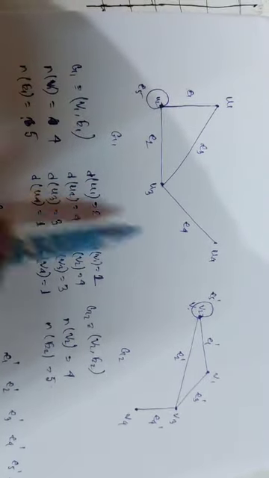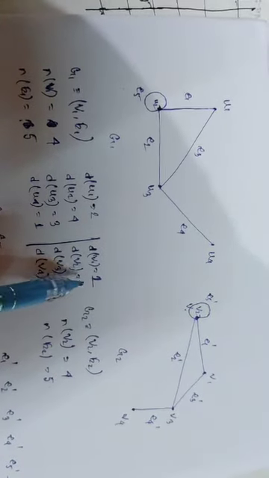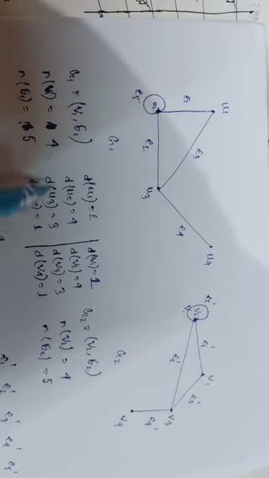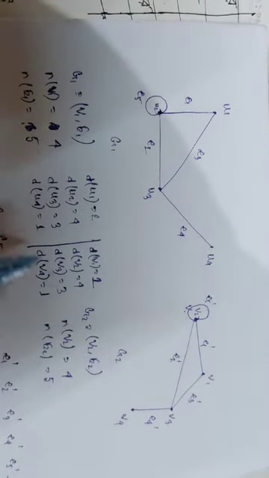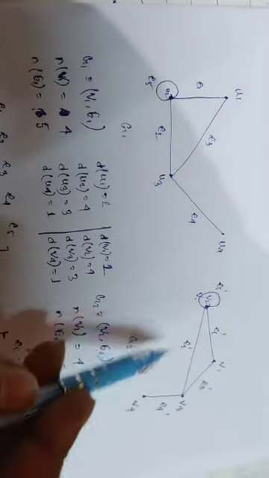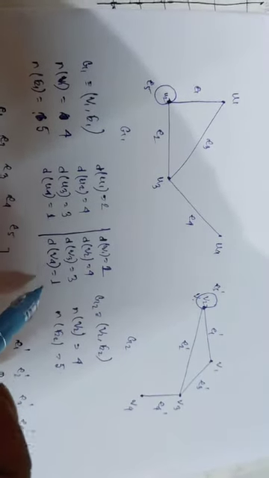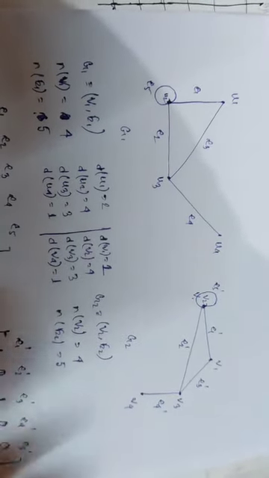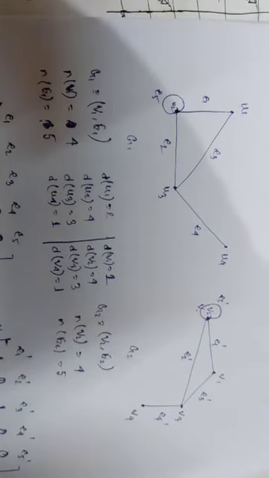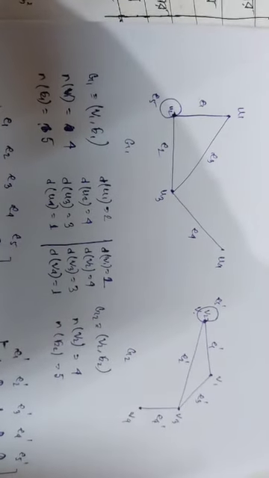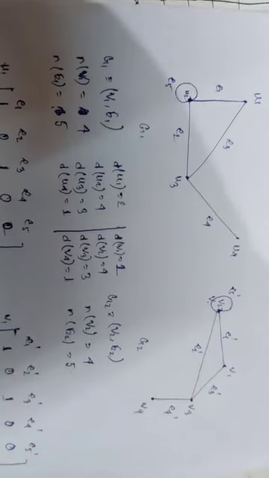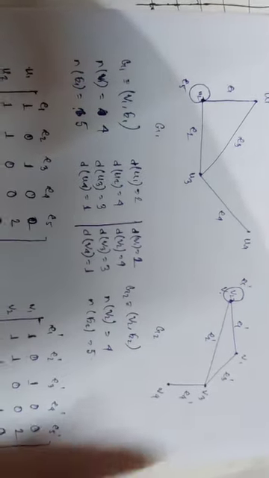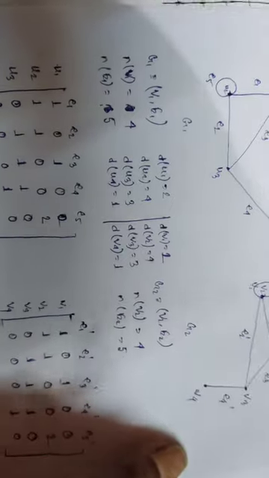Degree of U1 is 2, degree of V1 that is also 2, degree of U2 4, degree of V2 is 4, degree of U3 that is 3, degree of V3 is also 3, and degree of V4 is 1, and degree of U4 is also 1. So first three conditions are satisfied. So now here I want to construct an incidence matrix, and incidence matrix means the matrix is related to the vertex to edges.